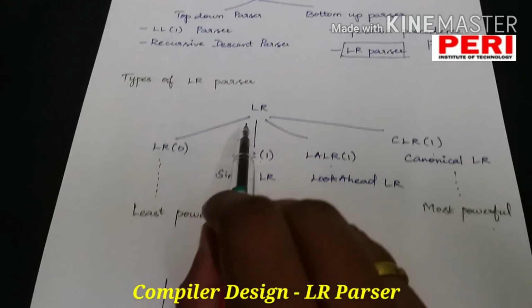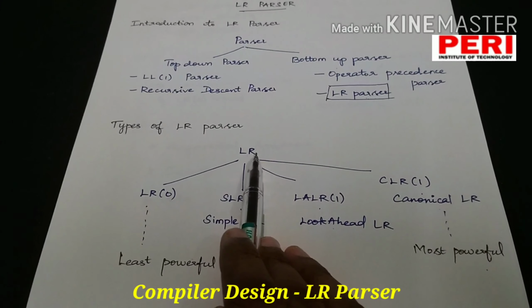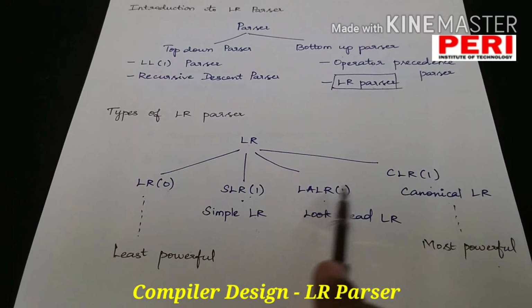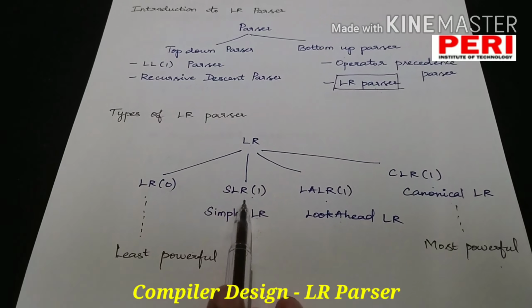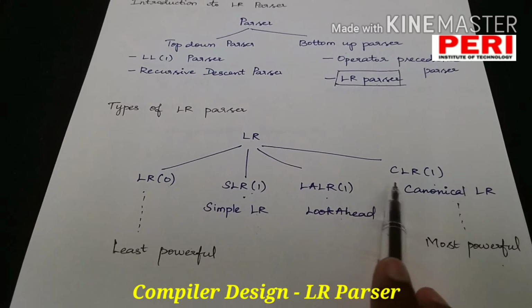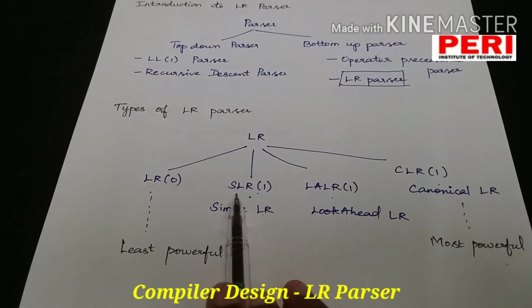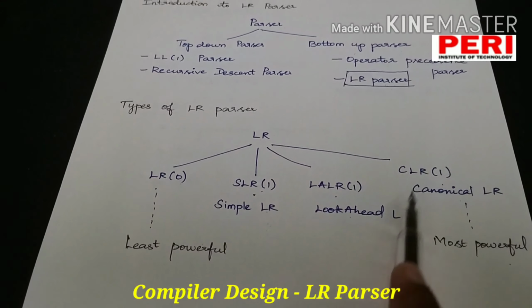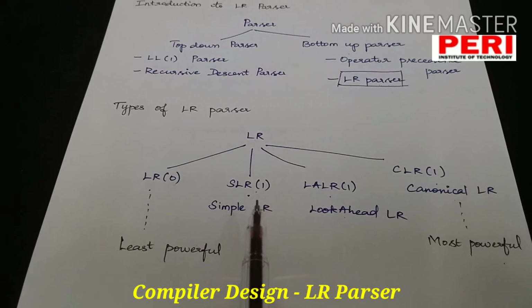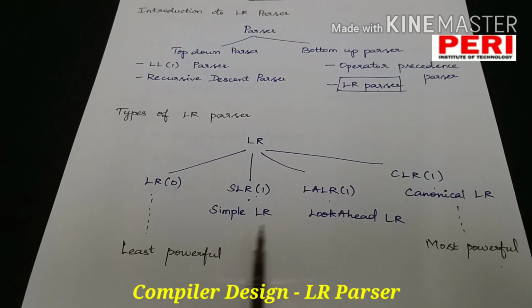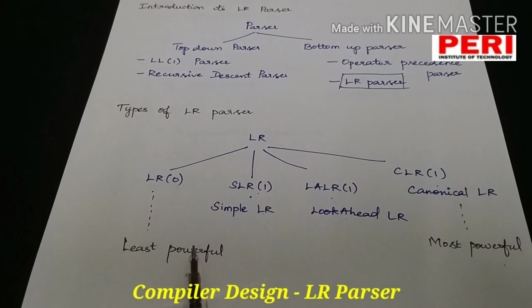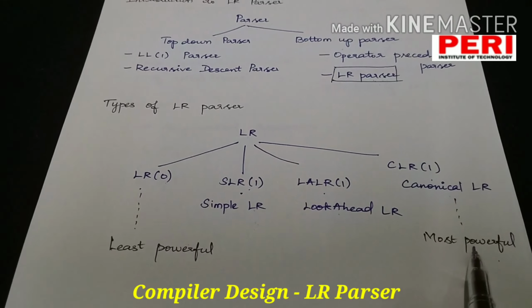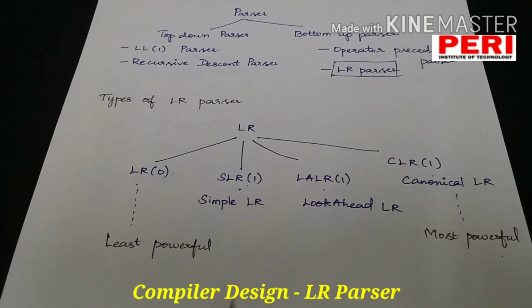So let me tell you the types of LR parsers now. LR parser is divided into four categories, which means there are four types of LR parser: LR0, SLR1, LALR1 and CLR1. SLR is nothing but simple LR, LALR is nothing but look ahead LR, and CLR is nothing but canonical LR parser. Coming to the power, LR0 parser has the least power, and CLR1, which means the canonical LR, is the most powerful among all the four parsers.